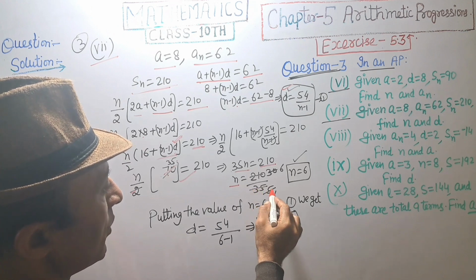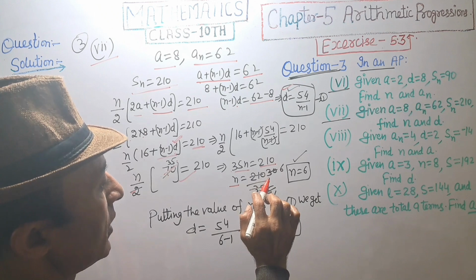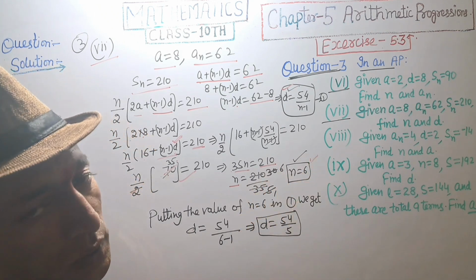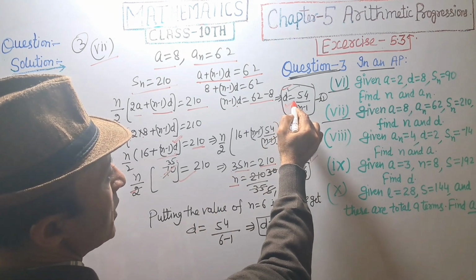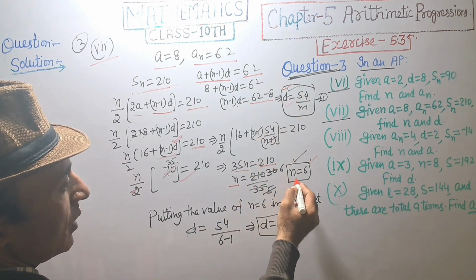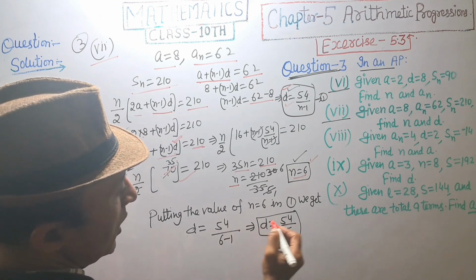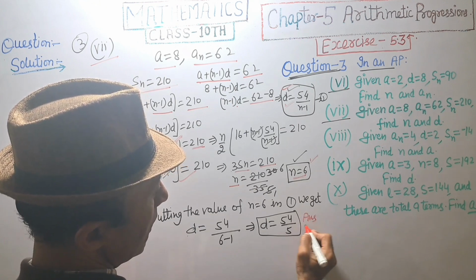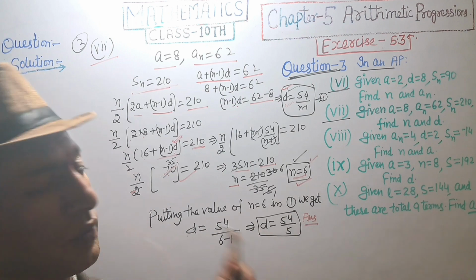First of all, 7 5s are 35 and 3 7s are 210. 5 6s are 30. We get the value of n is equal to 6. And putting the value n equal to 6 in this equation, d is equal to 54 divided by 6 minus 1. N is 6, 6 minus 1, that is 5. So d is equal to 54 upon 5. Answer: n is equal to 6 and d is equal to 54 upon 5.